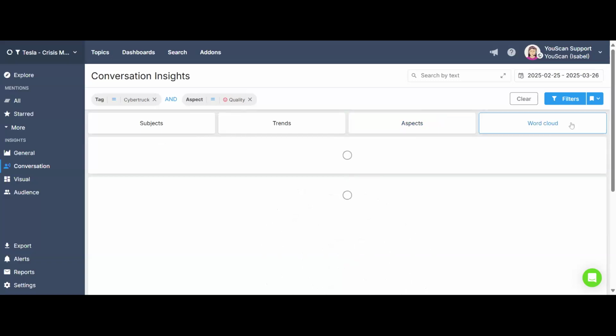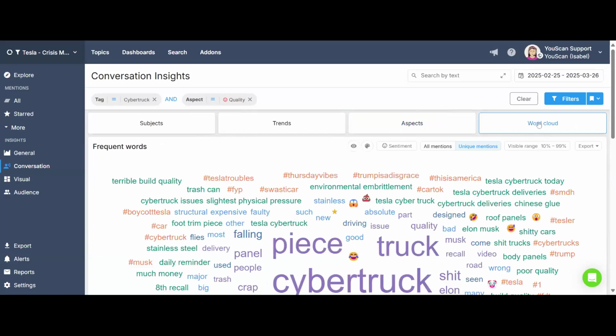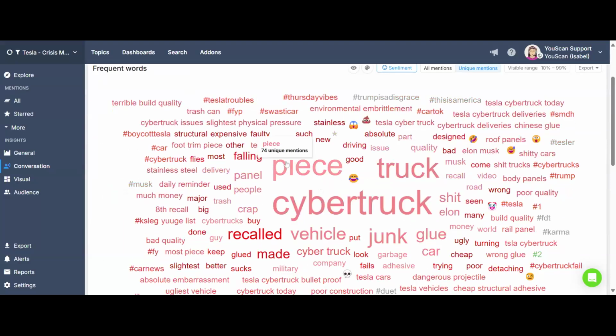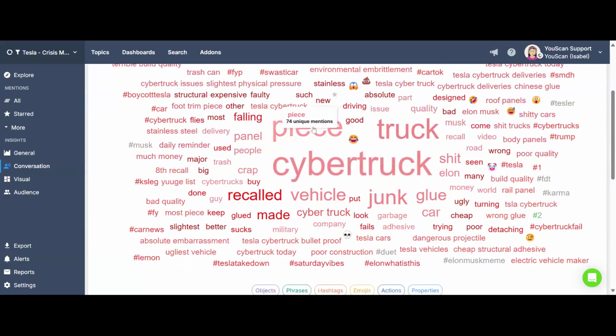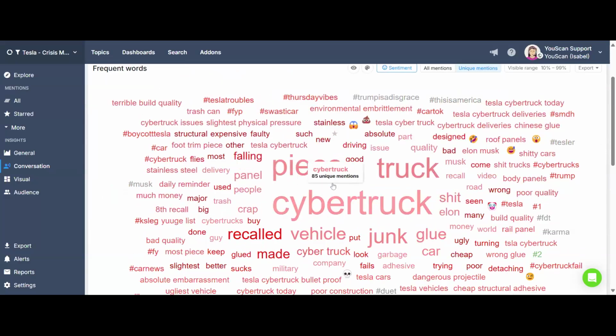How can I understand what are the main keywords people are using to associate the negative quality with Cybertruck models? I can use the word cloud. With this tool here, in Conversation Insights, I can filter these words by sentiment. And I can see that the most common word associated with Cybertruck negative quality is piece. So there is a piece of this car falling down. And we can monitor this. We can understand where it's coming from. So rear panel, for example, recalled.